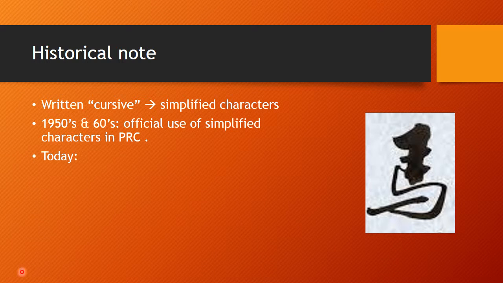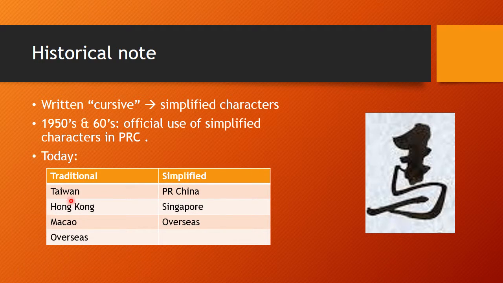Okay, today we can see that in Taiwan, Hong Kong, Macau, the traditional characters are still being used, whereas in China and Singapore they use the simplified ones. Most people who know how to read traditional can read simplified, but most people who read simplified have a hard time reading traditional. That is why in this course you're going to learn the traditional characters, and every few lessons or so we're going to give you a rundown of the corresponding characters in simplified writing.